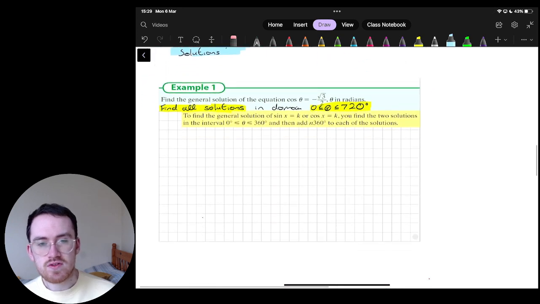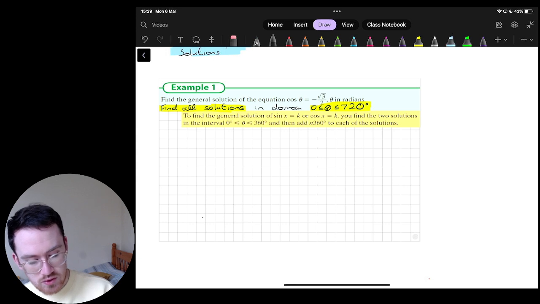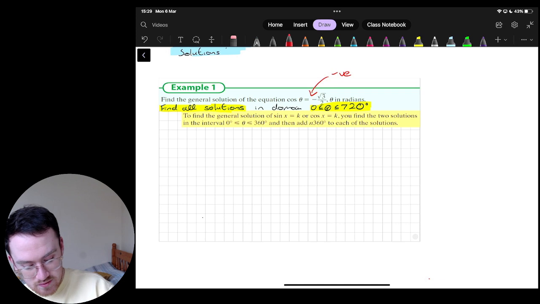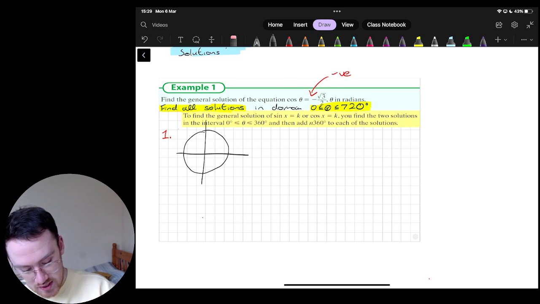So find the general solutions and then find all solutions in a specific domain. So let's focus on the general solutions first. We look at our answer, it's going to be negative. So our first step is just to solve as normal. We can draw a little sketch. We're looking at cosine, and cosine is negative in the second and the third quadrants.